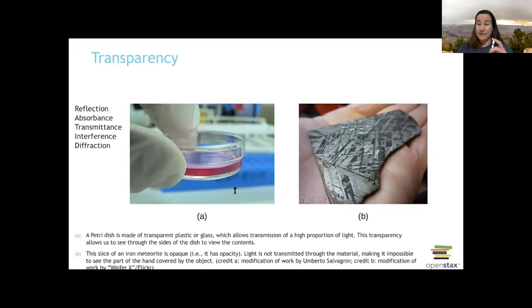If you think about glass in the window, the light waves come through the window into your apartment, into your house, and it is transmitting through that substance. So it can transmit through or it can be absorbed.